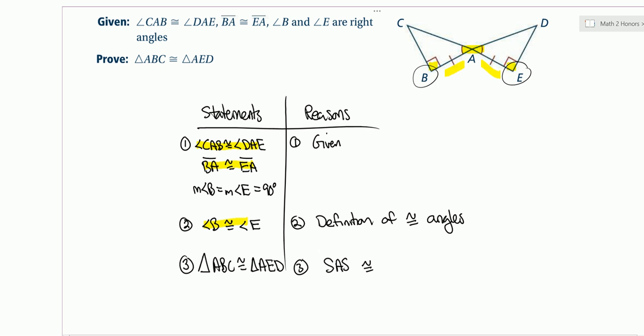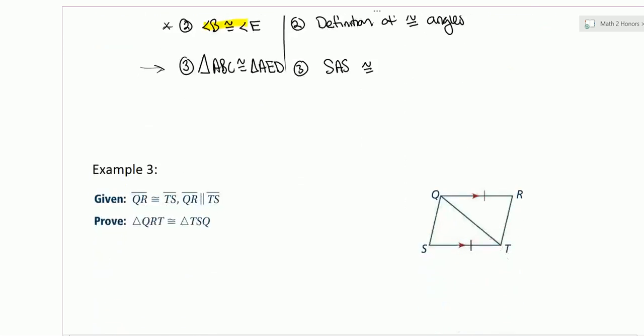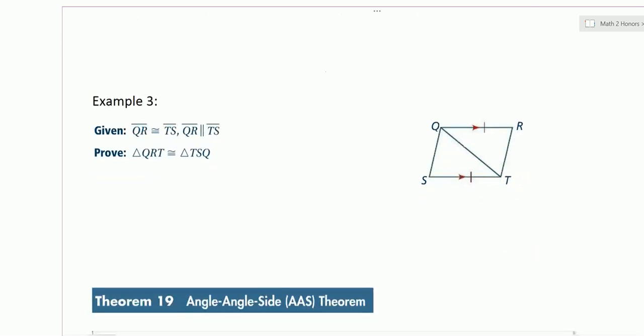So the big thing here is to know, okay, I wanted to prove these triangles congruent by side angle side, and I need to make sure in my statements I have that. So here's a side, here's another side, and an angle, and everything's there that I need. Let's look at another proof.